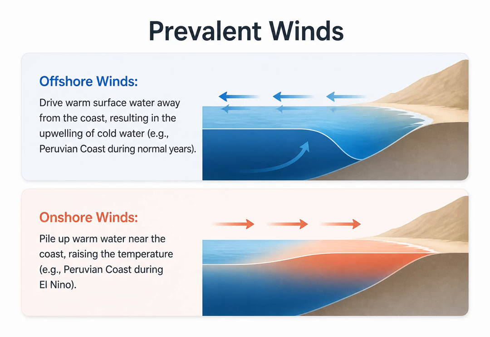Wind patterns are incredibly powerful drivers of ocean temperature. Prevalent winds generate ocean currents. Offshore winds, which blow from the land out to sea, push warm surface water away from the coast. This allows cold water from the deep to rise up, a process called upwelling. On the flip side, onshore winds blow from the ocean onto the land, piling up warm surface water against the coast and raising the local sea temperature.